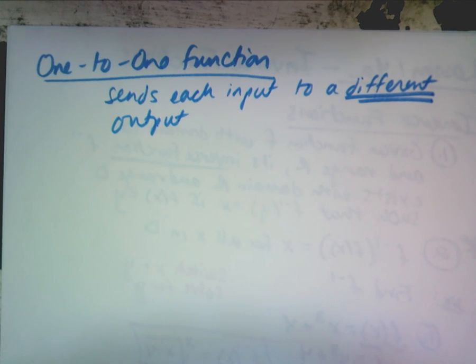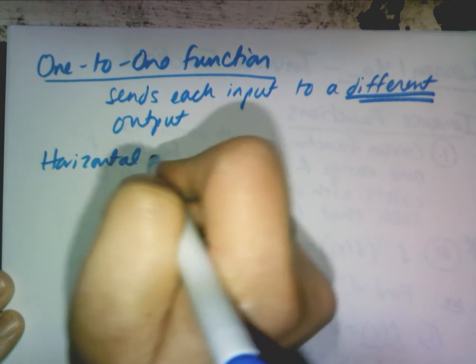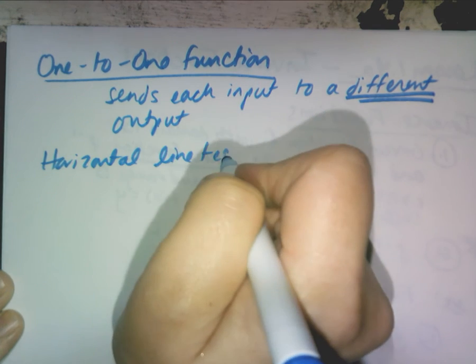It sends each x value to a different y. That would be considered one-to-one. And there's a test that you've known from last year, but we actually did it for something else. It's called the horizontal line test. Do you remember doing the horizontal line test?